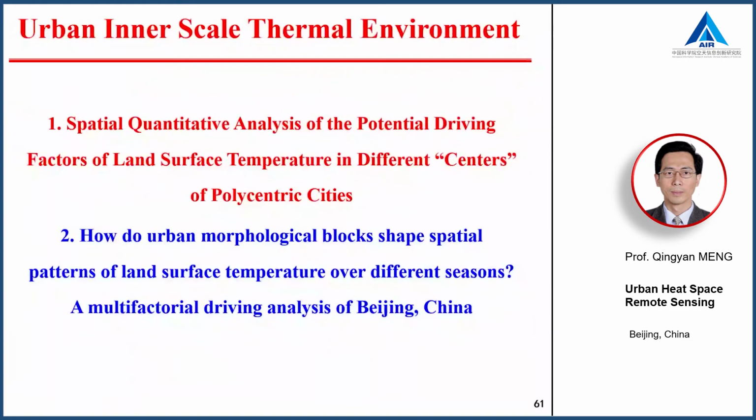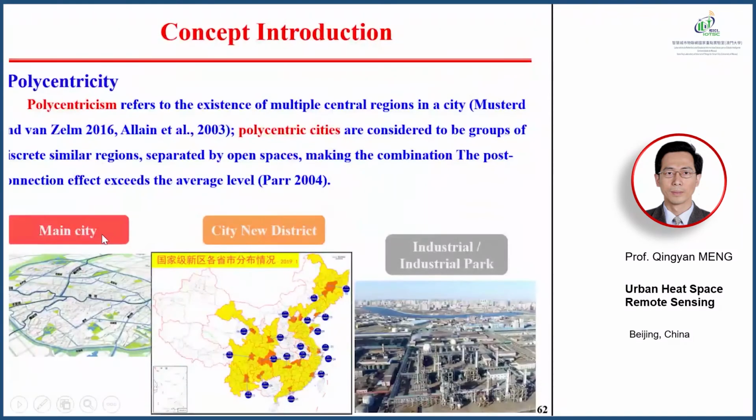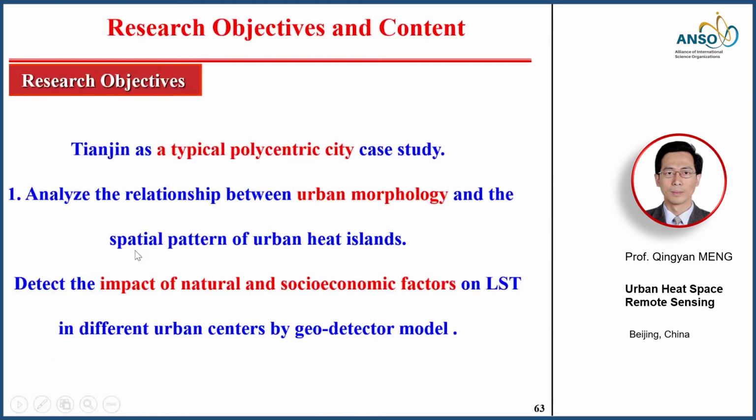polycentric cities, and how the urban morphological blocks shape the spatial patterns of the LSTs over different seasons. First, polycentricity refers to the existence of multiple central regions in the city, and polycentric cities are considered to be groups of discrete similar regions separated by open space. For example, the main city, the new city district, and also some industrial parks, the different centers. Okay.